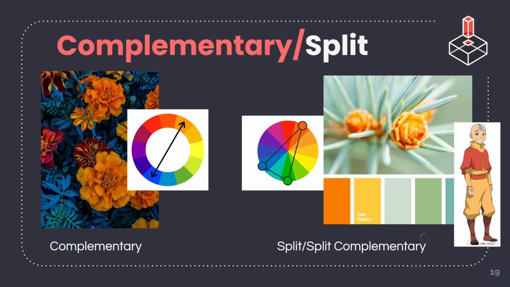Split complementary is the same kind of idea, but instead you split the 2 colors adjacent to one of the colors on the sides of complementary. So for example, you could take that orange and that blue, but you're going to split the blue at the bottom into a richer blue and a green, and that's going to give you split complementary. I put Aang on here because he's definitely split complementary with the blue, yellow, and like orangey red. And yeah, there's some examples in the background of how you might see these palettes in art.